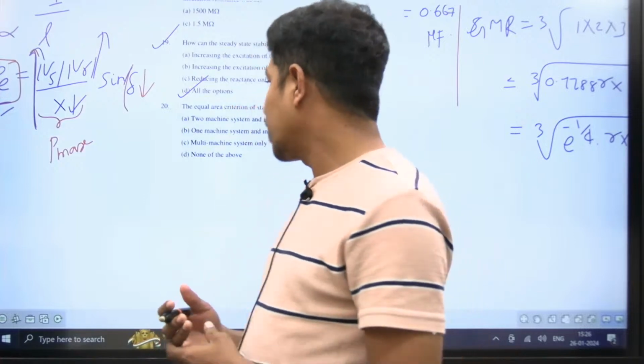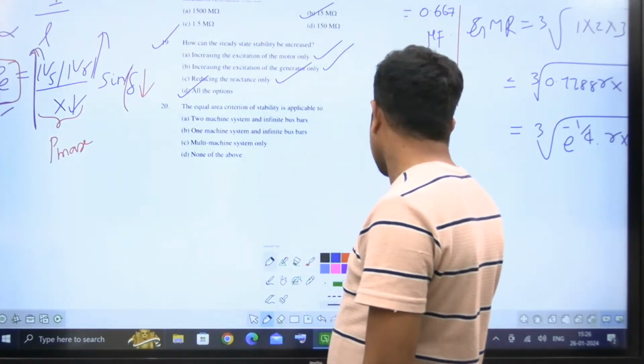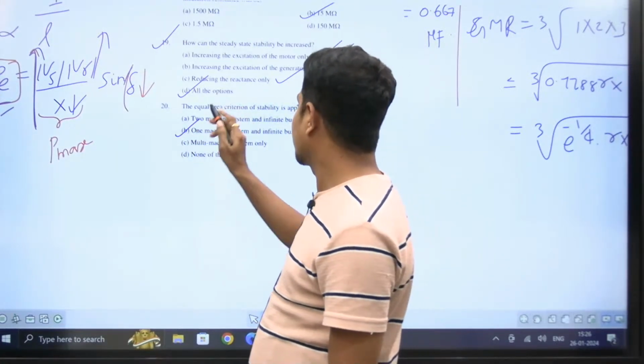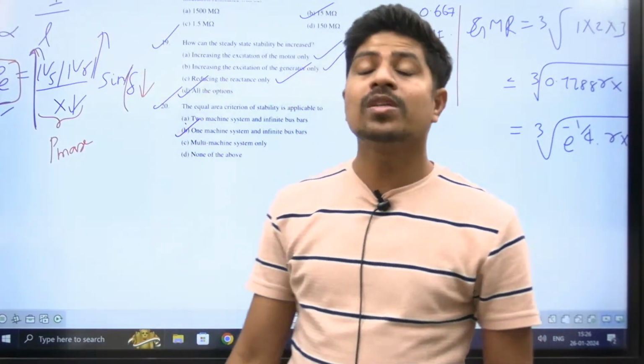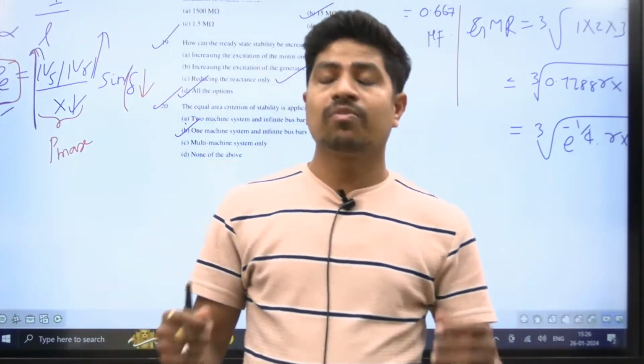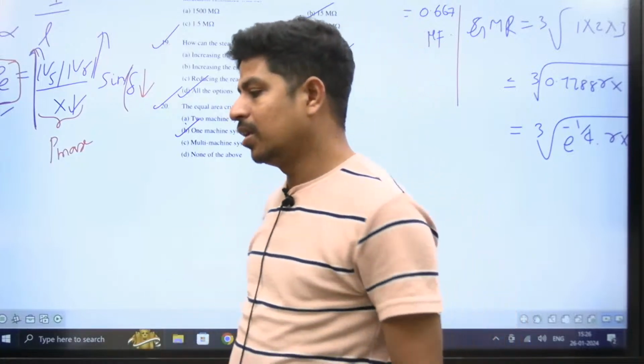Yeah, point by point method. It is called Euler's point by point method. But here, the question is about the equal area criteria. This is applicable for a one machine system connected to an infinite bus bar. So if there are two machines, what to do? We have to convert both machines into a single machine: if both are swinging together, with one method; if both are not swinging together, with another method, right?